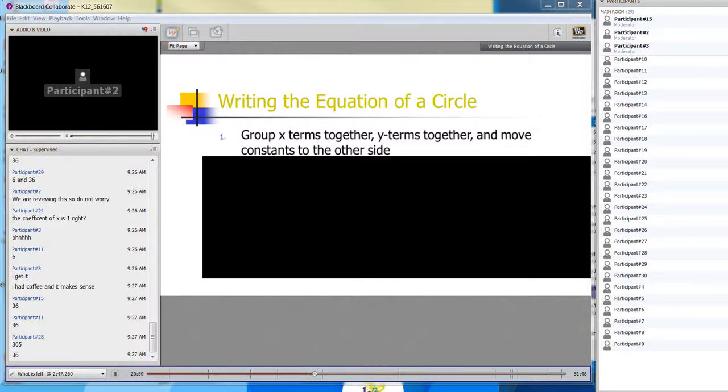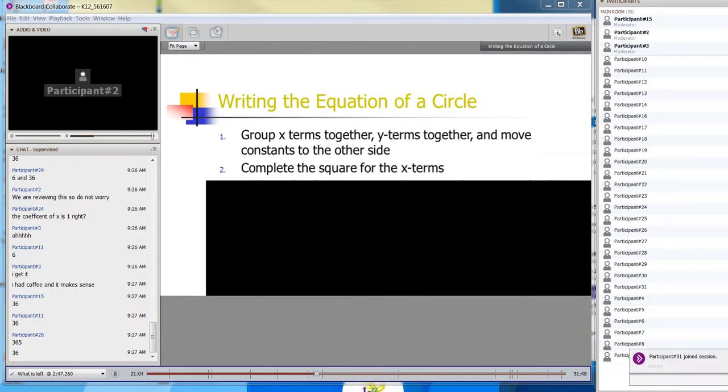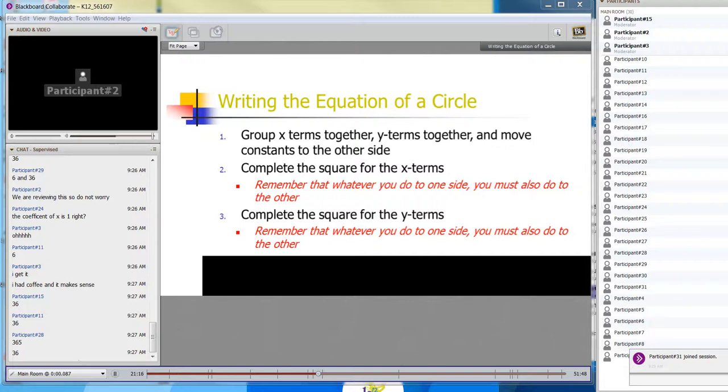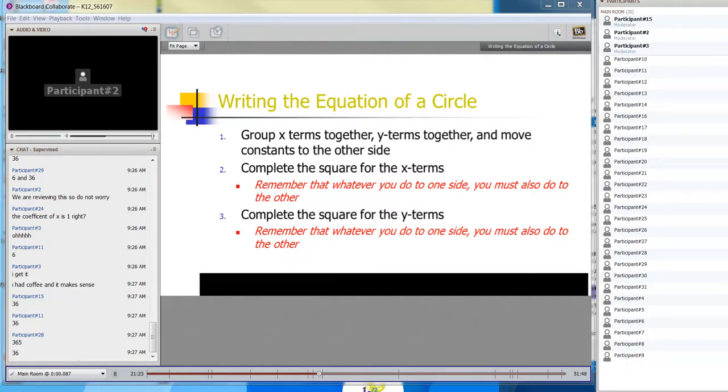I'm going to walk through an entire example. It seems like a lot. It is, but really you're just going to complete the square 2 times in the same equation. All right? So you're going to complete the square for the x term. If we add a number to one side of the equation, we have to do that to the other side. I'm going to show you this in a minute. Then we're going to repeat that, complete the square for the y terms. So we're going to do that twice. Then we're going to be done.